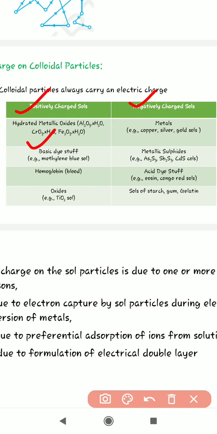Next one, sols of starch, gum and gelatin. These also show negatively charged sols. So colloidal solutions are classified into two types: positively charged sols and negatively charged sols.